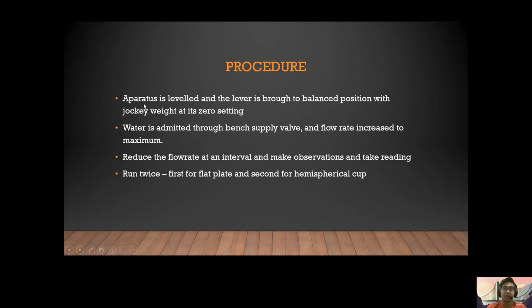For the procedure, the apparatus is leveled and the lever is brought to the balance position with the jockey at its zero setting. Water is admitted through the bench supply valve and the flow rate increased to maximum. Reduce the flow rate at intervals and make observations and take readings. So from maximum we take a reading, then we slow it and take a reading again. About 8 observations is enough for this. We will run it twice, first for a flat plate and second for a hemispherical cup.